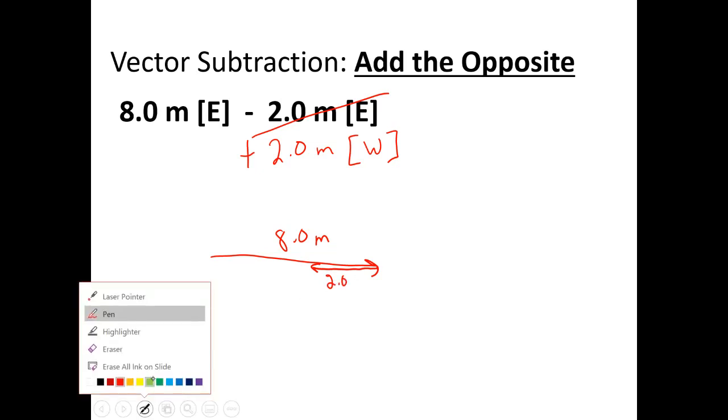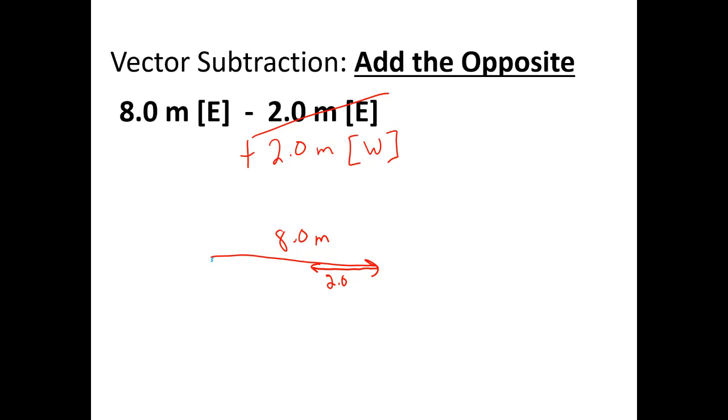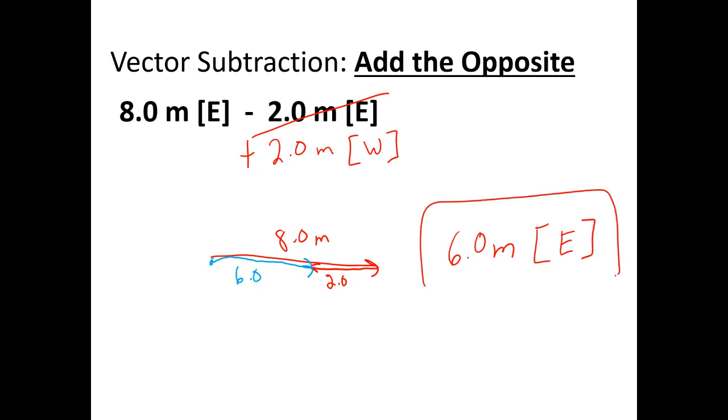Our resultant in this case will be a vector that goes from start to finish. That vector is going to be 8 minus 2, or a magnitude of 6. And our direction is going to be to the east. Let's go back here. So this would be 6.0 meters in the east direction. Put a box around that, and we're done with it.